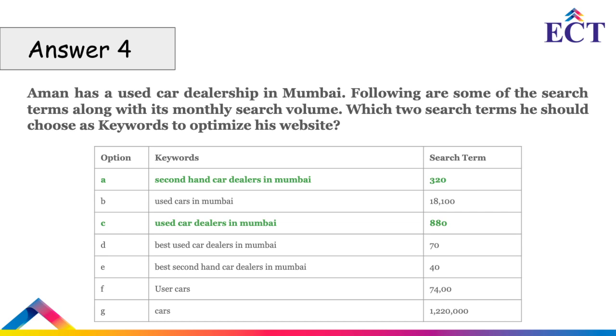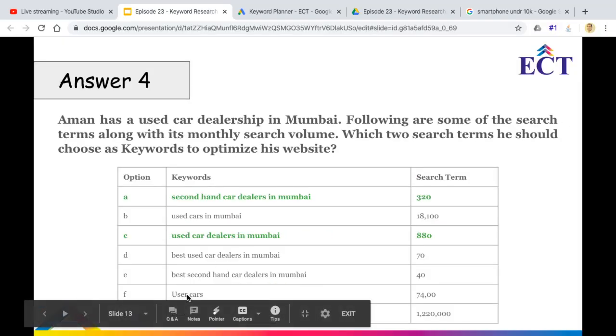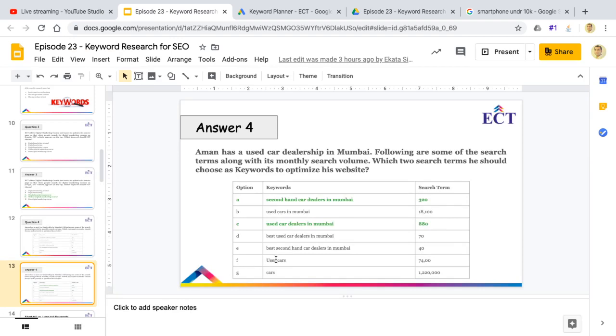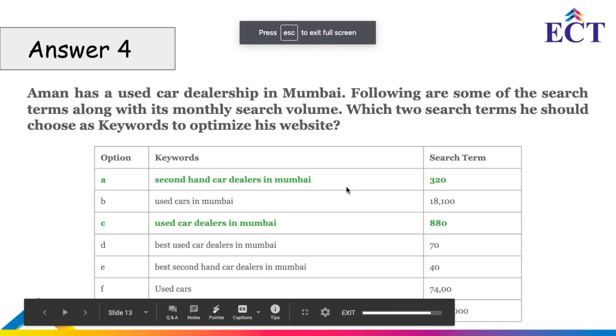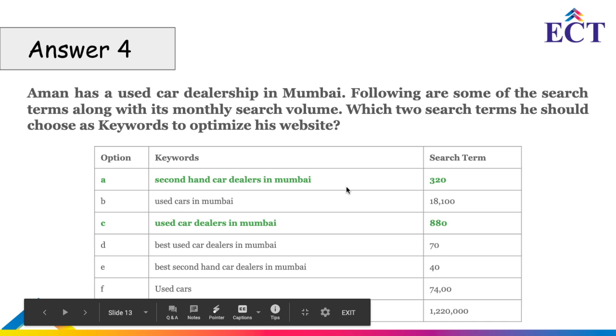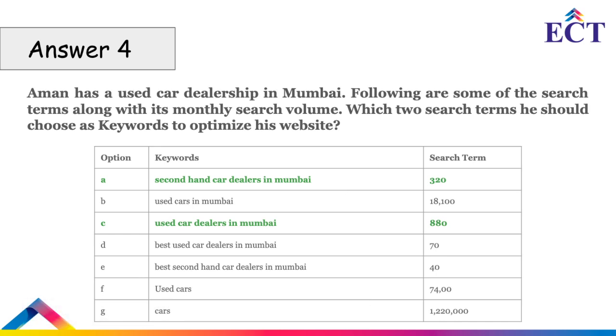Then comes used cars. This is not user cars, I'm really sorry. This is used cars. This is a typo here. Let me fix this right away. Used cars again is somewhat relevant, but not precisely relevant. When somebody is searching for used cars, they may or may not search in Mumbai. They could be looking for anywhere, even outside India. So that is not precisely relevant.